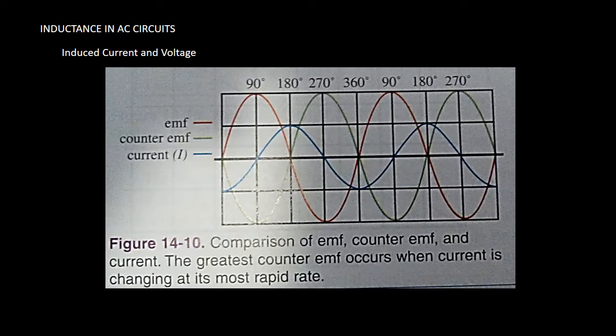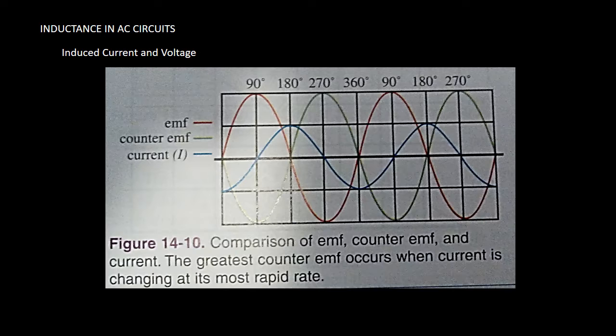In an AC circuit, the applied voltage constantly varies and reverses polarity. Any inductance in the circuit will generate a counter EMF, which will oppose the source voltage.